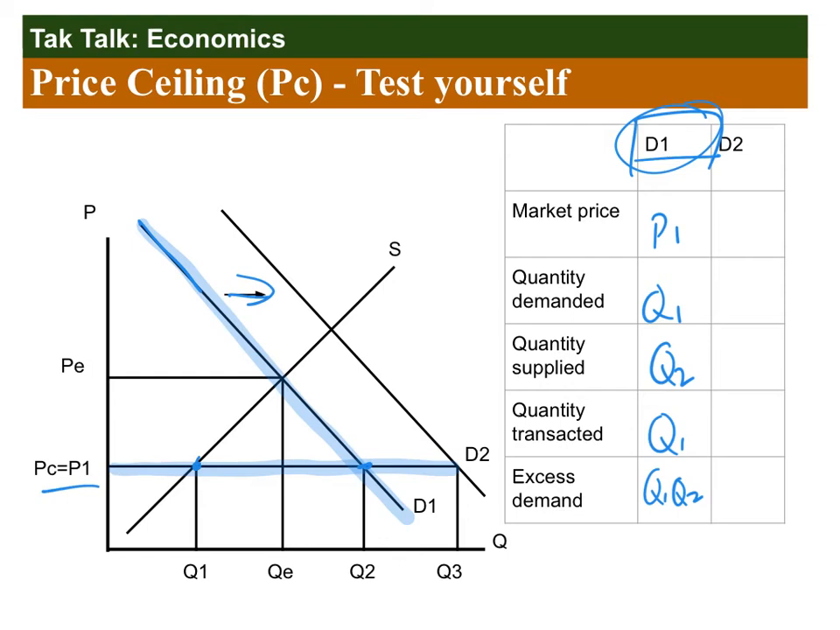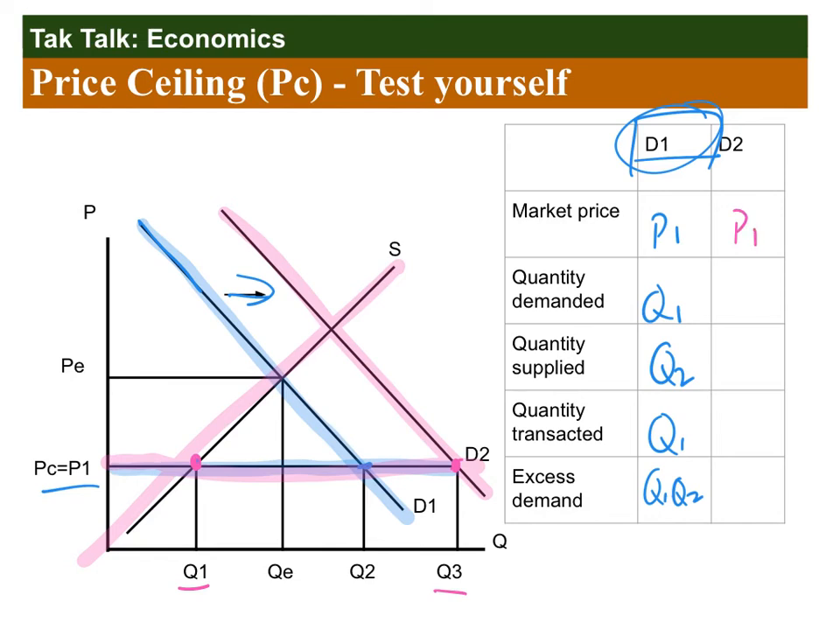Then we will talk about what will happen when the demand curve changes to D2, which means an increase. Let's find out the new intersection. The new intersection is here, and we are still using the previous supply curve. The price is still P1 because it's still below the equilibrium. So that's two points here. We'll find that Q1 and Q3 is also here.